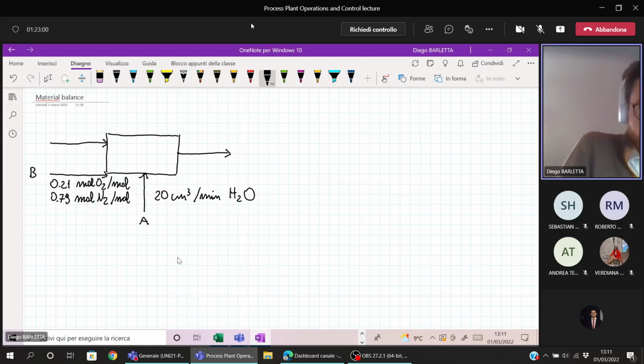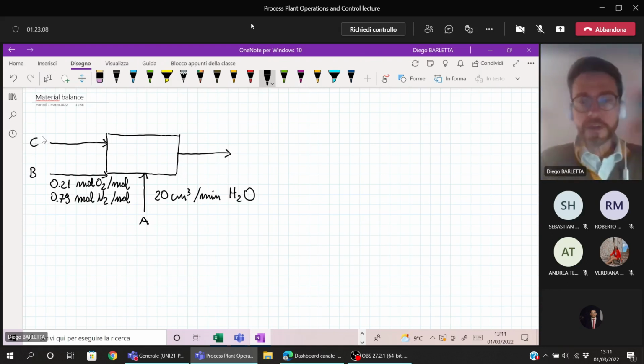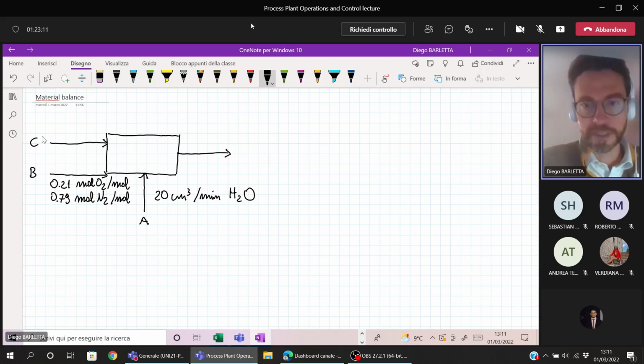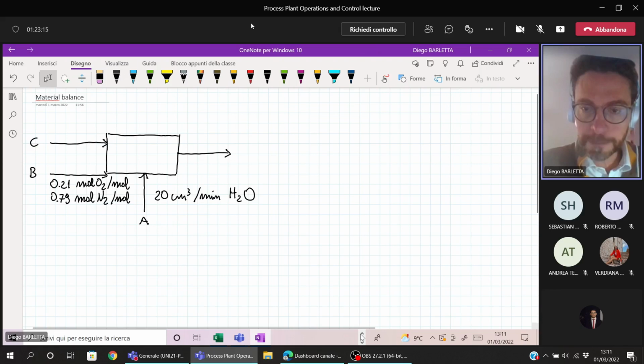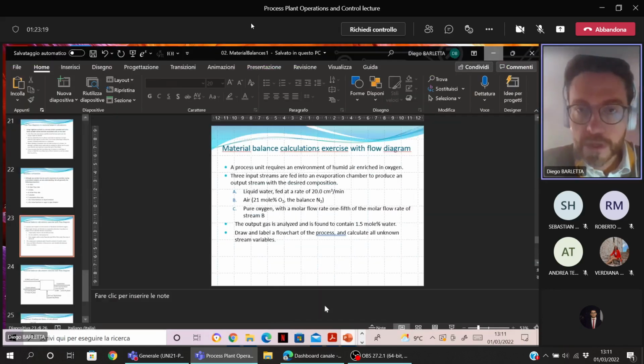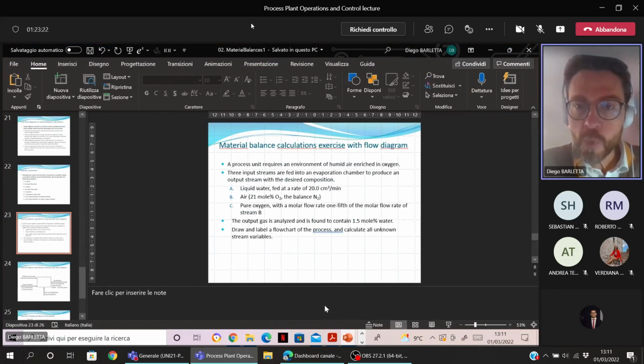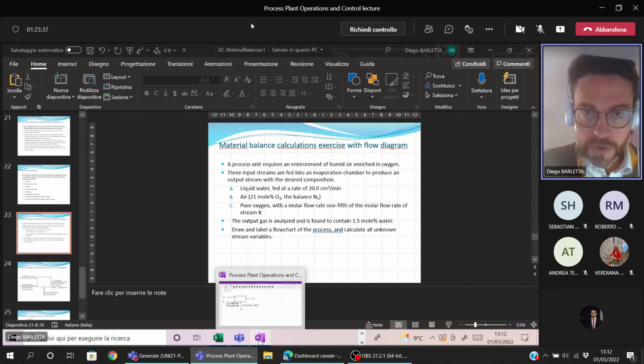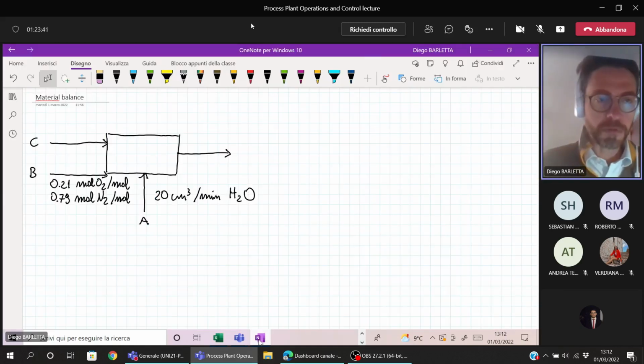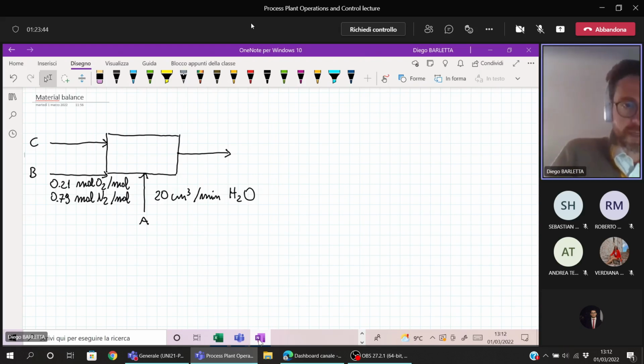Then we have C, that is the third, for which we just know that it is oxygen, with a molar flow rate that is 1/5 of the molar flow rate of stream B. So this means that we need to introduce some unknown variables, which we need to write with simple symbols.